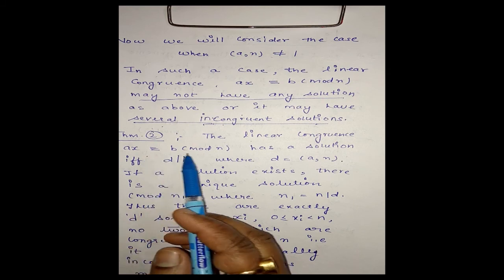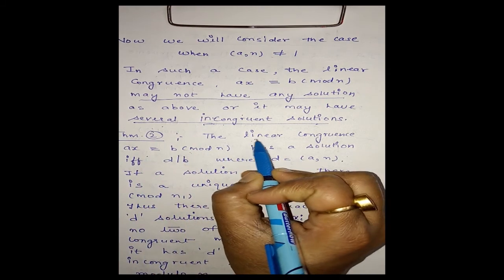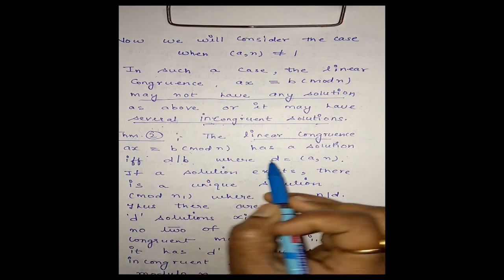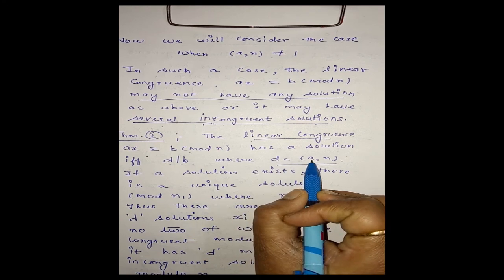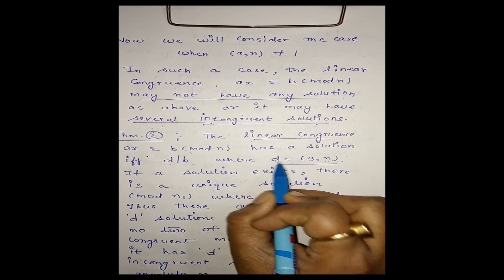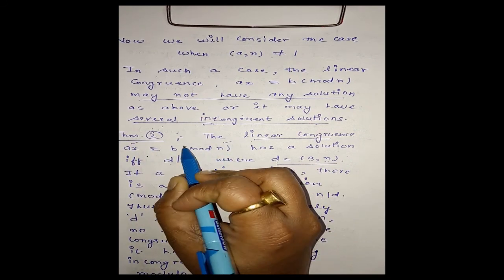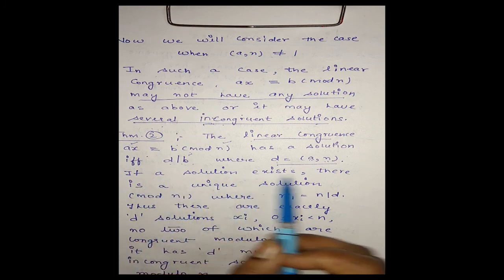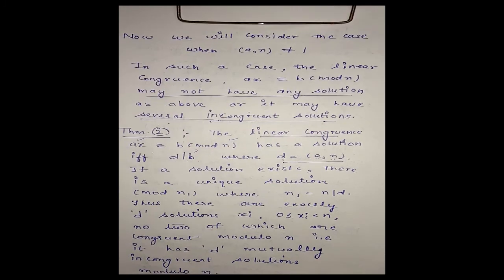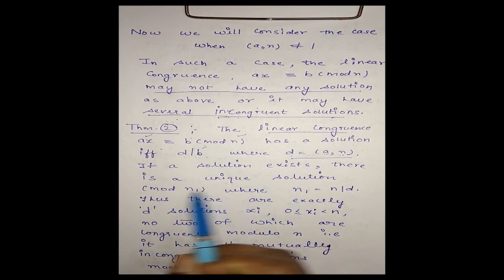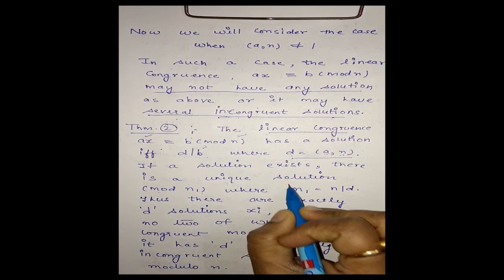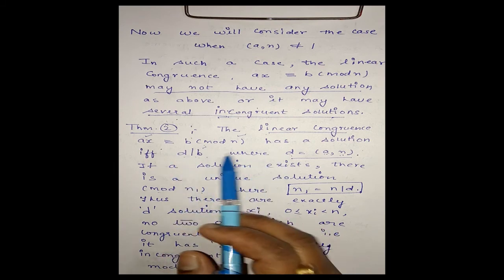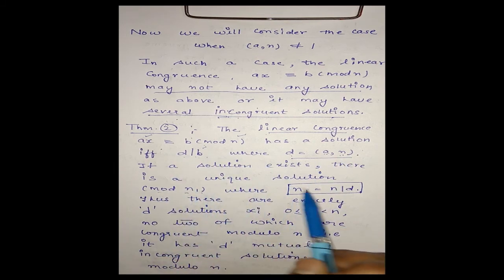The linear congruence ax is congruent to b modulo n has a solution if and only if d divides b, where d is the GCD of a and n. Under this condition, if the GCD of a and n divides b, then only in that case this linear congruence has a solution. Also, if a solution exists, it is unique modulo n1, where n1 is n divided by d. If this condition holds, then the solution exists and is unique modulo n1, where n1 is n divided by d.